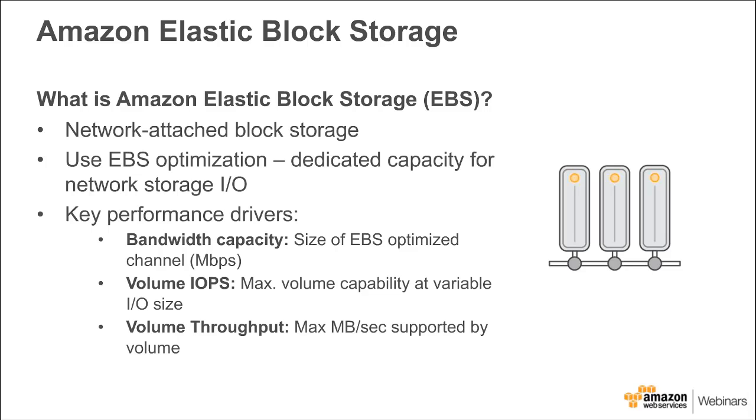There are three key performance drivers for EBS that are really important to remember. The bandwidth capacity refers to the size of the dedicated channel. It includes the maximum amount of storage I/O traffic that the instance can achieve. The larger the instance type, the larger the channel, so you should match the instance type with the aggregate storage I/O needs of your workload.